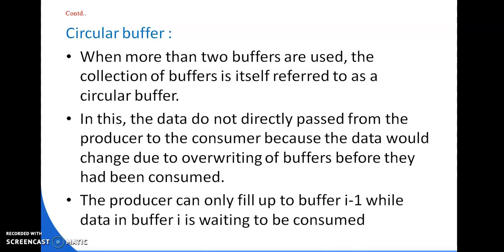So this is all about the single buffer, double buffer and the circular buffer. In the next class we will discuss spooling. So thank you for this class.